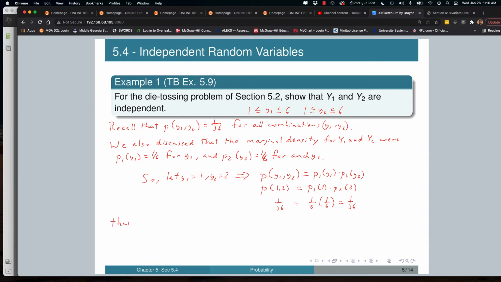thus, it can be shown that p of y sub 1 and y sub 2 is equal to p sub 1 of y sub 1 times p sub 2 of y sub 2 for all y sub 1, y sub 2. Therefore, the random variables y sub 1 and y sub 2 are independent.